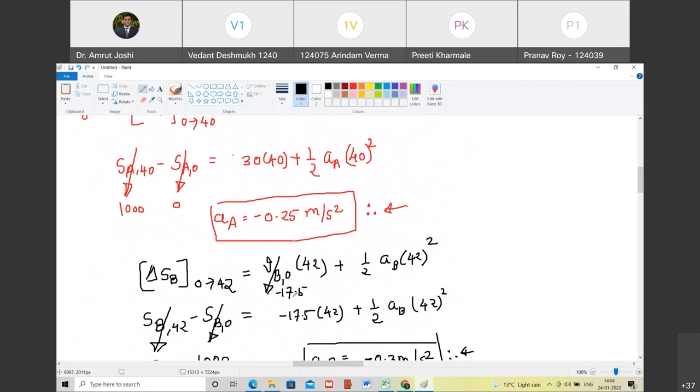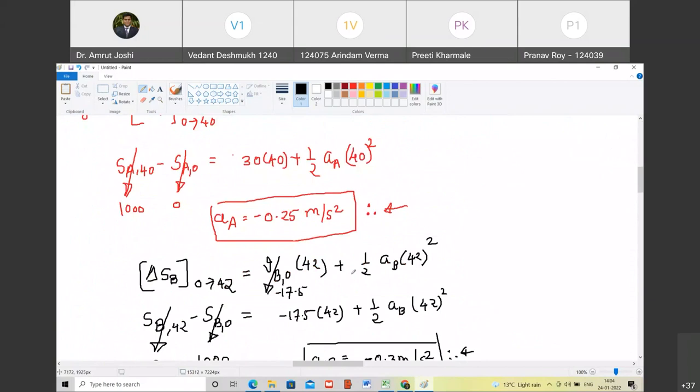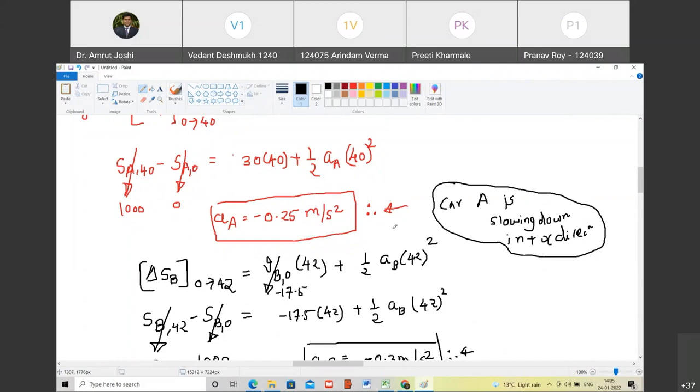What I am trying to say now is most important. Look, car A has a velocity in the right direction. Do you agree with me? Yes, sir. And it has negative acceleration. That means car A is slowing down in the positive x direction. Do you agree with me? Yes, sir. And therefore, its acceleration is negative. Happy?